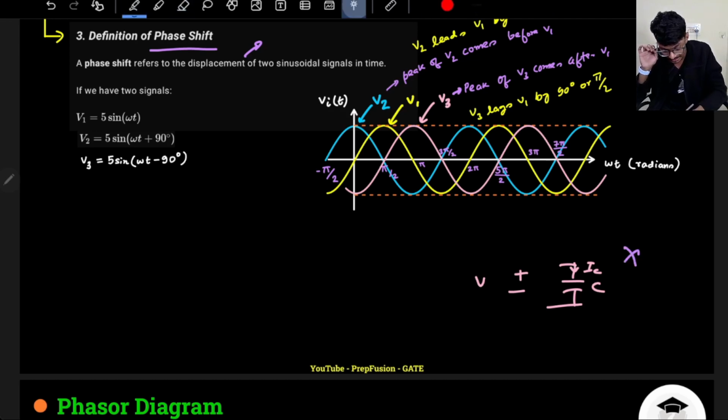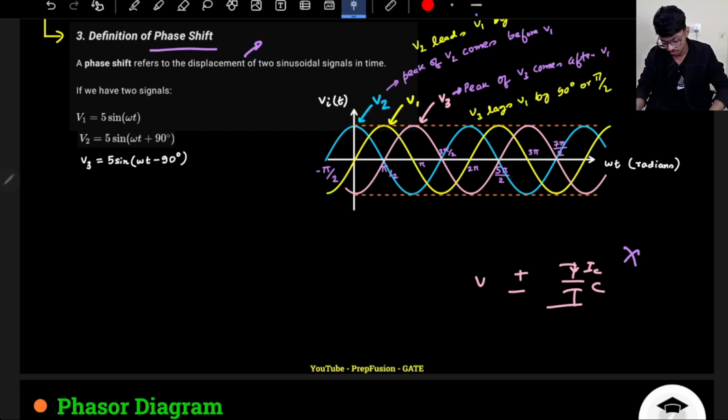What do we mean by lead and lag? Basically, we just mean where are my zero crossing points or peak. That is what we mean by lead and lag. So if I say the capacitor current leads the capacitor voltage, I say that the peak of capacitor current will come first, then the peak of capacitor voltage will come. That's it. Both waveforms will start from the same time. No question about that. Just when the peaks will come. Okay, we'll clear this later on as well.